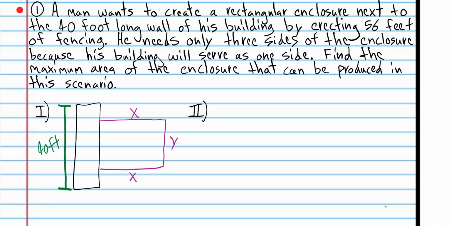Step number 2 is to write an equation of the thing that you're trying to maximize or minimize. So we're trying to, it says here, find the maximum area of the enclosure that can be produced in this scenario. So we're trying to maximize the amount of area that we'll have. So that's this blue area here.